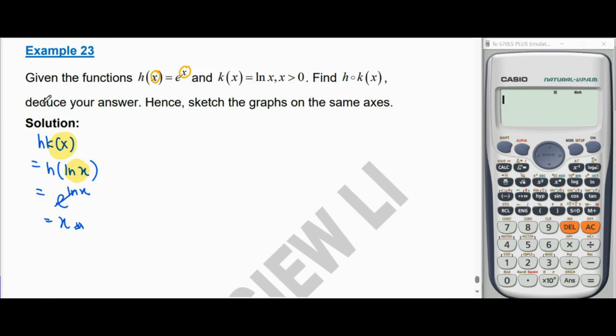They want us to deduce our answer, which means: what's the relationship between this function h(x) and k(x)? Since the composite result gets x, therefore we can conclude that their relation is inverse to each other. So h(x) and k(x), they are inverse to each other.